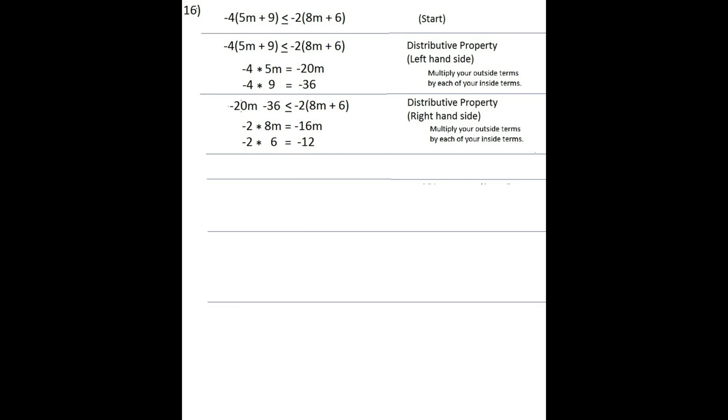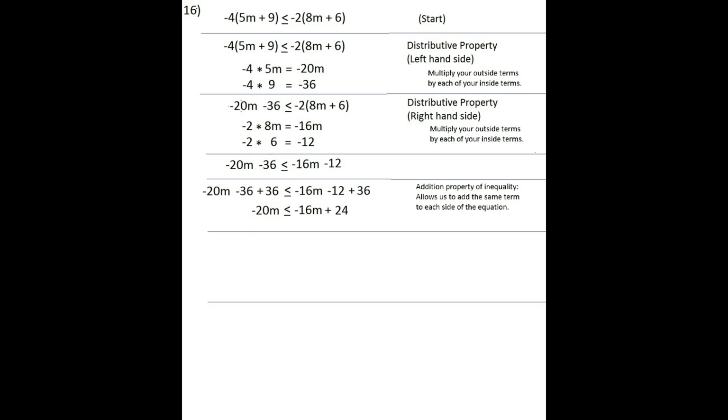So we have here negative 2 is our outside term for the right-hand side. So negative 2 times 8m is negative 16m. Negative 2 times 6 is negative 12. Now our problem is simplified to negative 20m minus 36 is less than or equal to negative 16m minus 12. What do we do next? Now we've got to start combining terms. So let's see what happens.